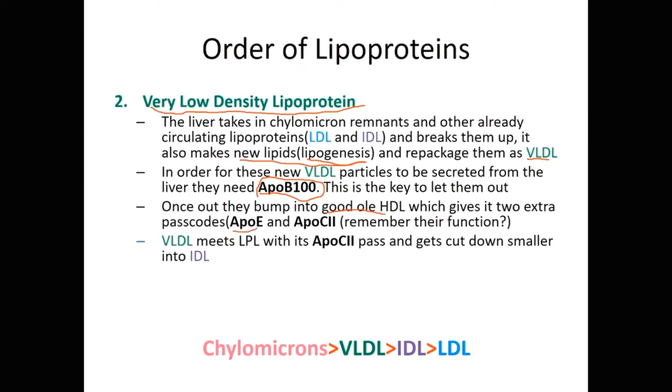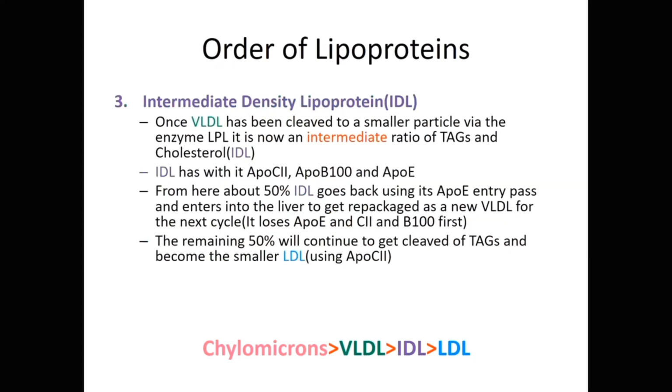and gets two passcodes, the ApoE for eventual reuptake and ApoC2 as far as activation of that enzyme. Remember, that activates LPL, lipoprotein lipase. And so once it activates that, it cuts those tags, and eventually we cut it into a smaller molecule, which we're going to talk about next, IDL. So again, the order, chylomicrons, VLDL, and then now we're on to our intermediate density lipoprotein known as IDL.